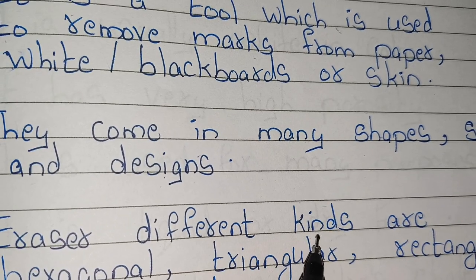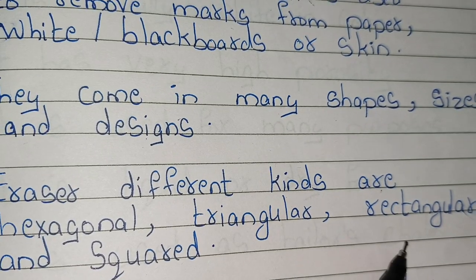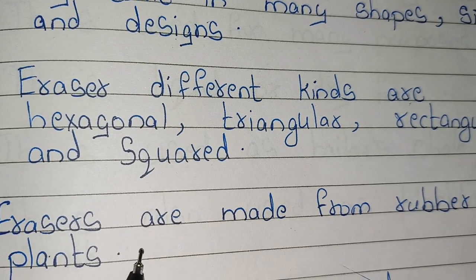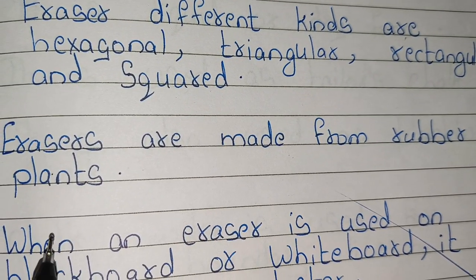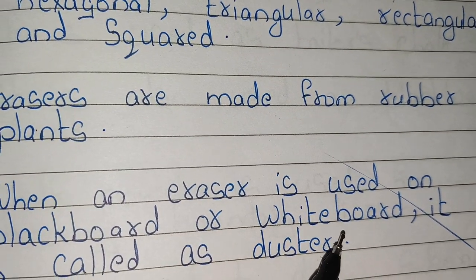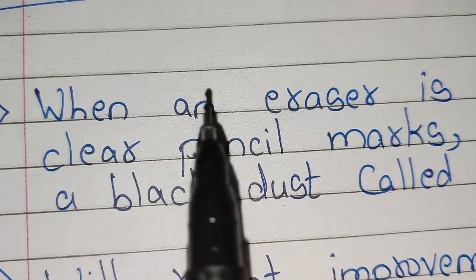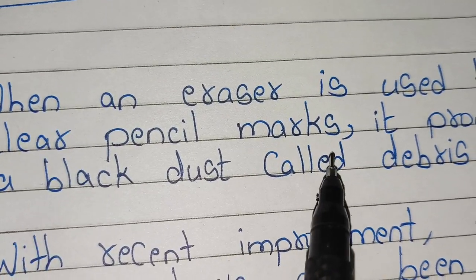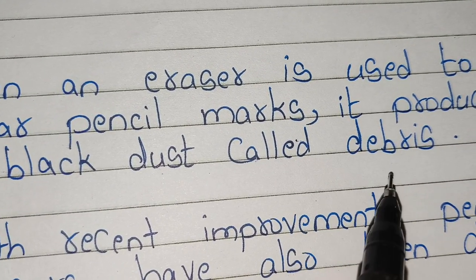Different kinds of erasers are hexagonal, triangular, rectangular and square. Erasers are made from rubber plants. When an eraser is used on a blackboard or whiteboard, it is called a duster. When an eraser is used to clear pencil marks, it produces a black dust called debris.